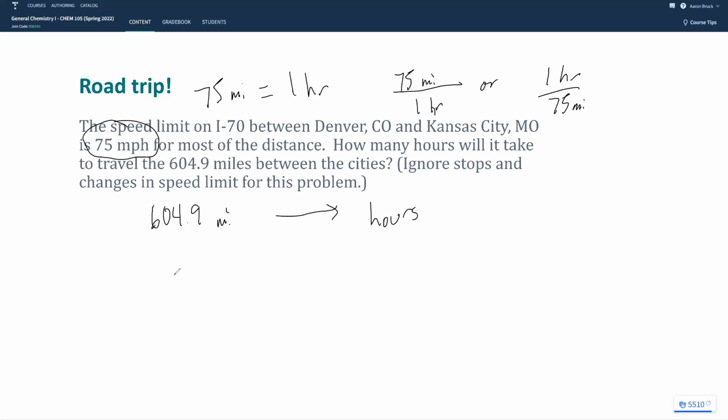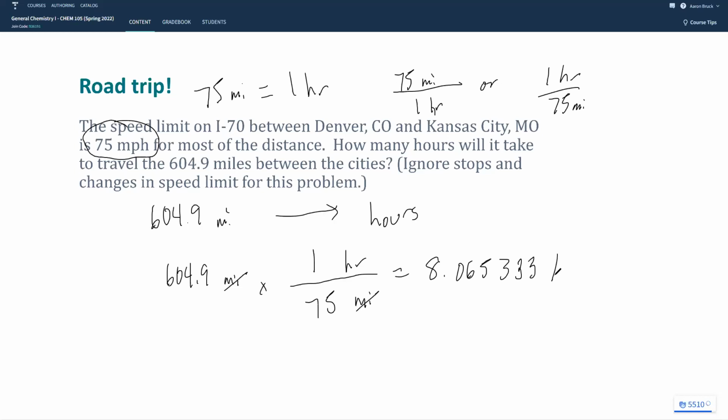So to do the conversion, 604.9 miles. Miles is in the numerator, so I want to make sure miles is in the denominator of my conversion fraction here. So 1 hour is 75 miles. My miles cancel. 604.9 divided by 75. My calculator gives me this, 8.065333, and so on, hours.